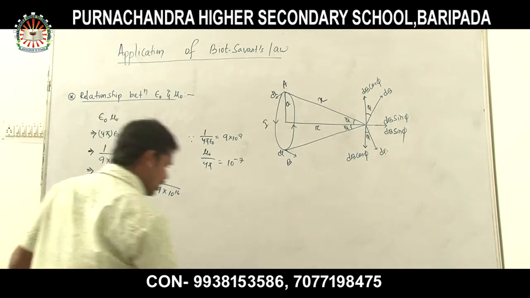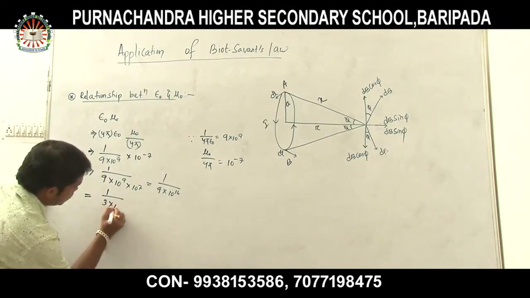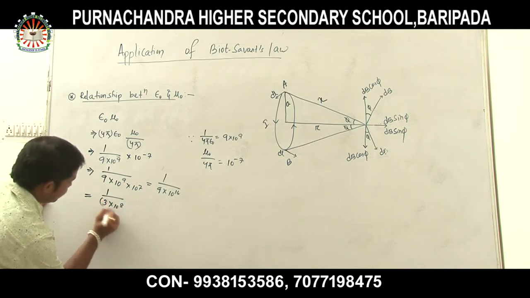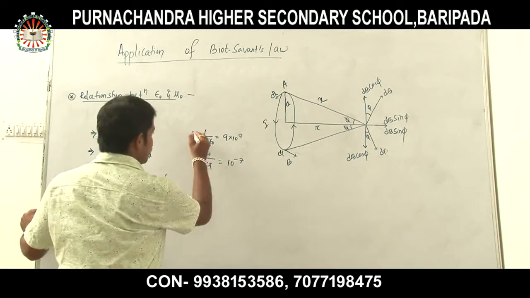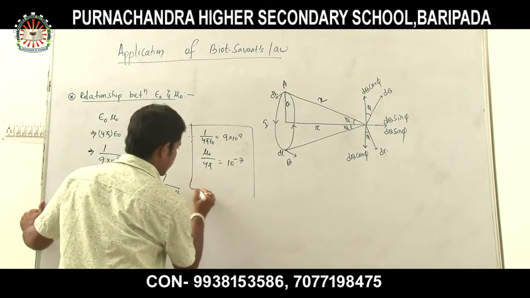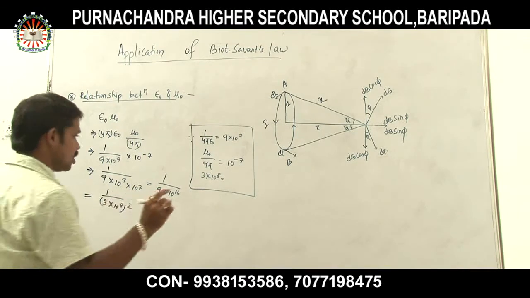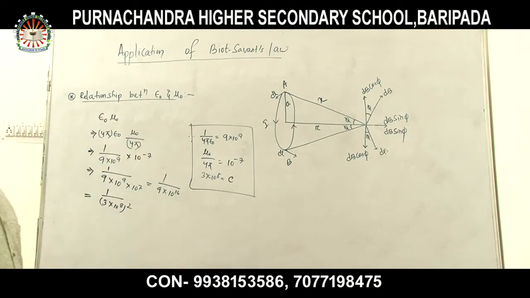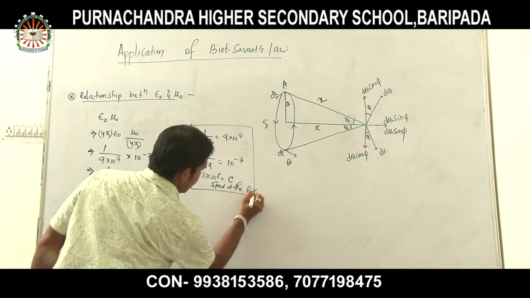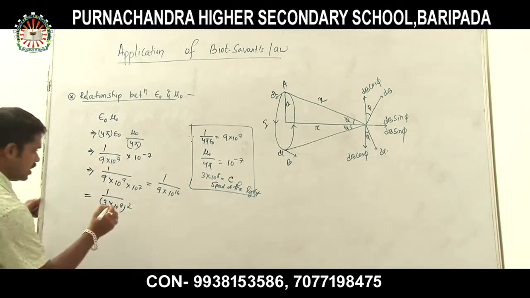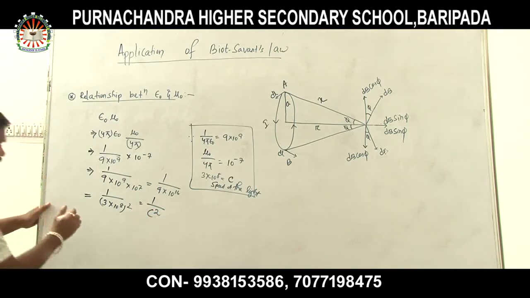So look very carefully. This denominator value I can convert in this manner: 3 into 10 to the power 8, whole square. I can write it. So what is 3 into 10 to the power 8? 3 into 10 to the power 8 is the speed of light in vacuum. So that is nothing but your C, the speed of light in vacuum. So that is equal to 1 divided by C square. Clear? So what relationship will we finally get?